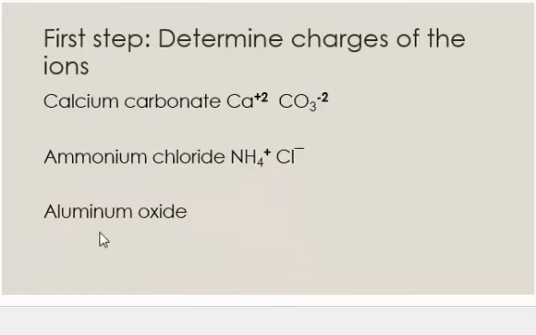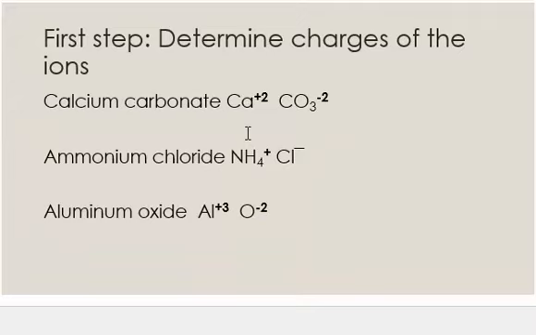Aluminum is a metal, and it has a constant charge of +3, capital A lowercase l, +3 charge. Oxide is a monoatomic anion with a charge of -2, capital O, -2 charge.